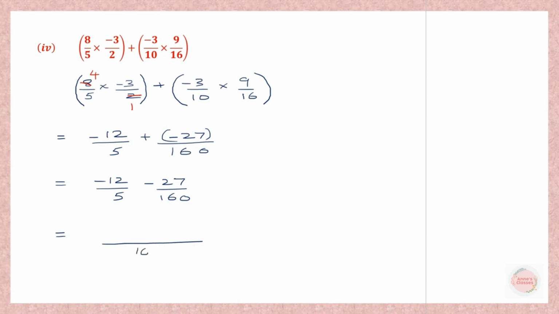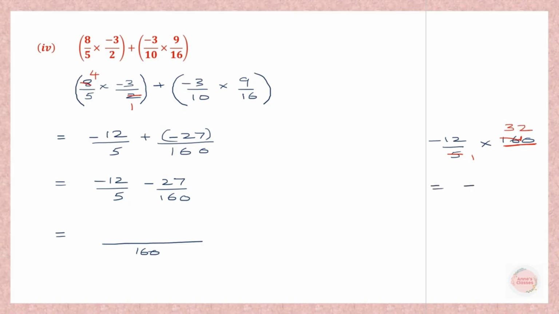So 160. Now to find the new numerators, take the first rational number. Now let's write it here, minus 12 by 5, and multiply this by the LCM, 160. So here let's cancel. 5 ones are 5. Let's take 16. 5 threes are 15. 1 is left, now becomes 10. So 5 twos are 10. So now we have to multiply minus 12 into 32.